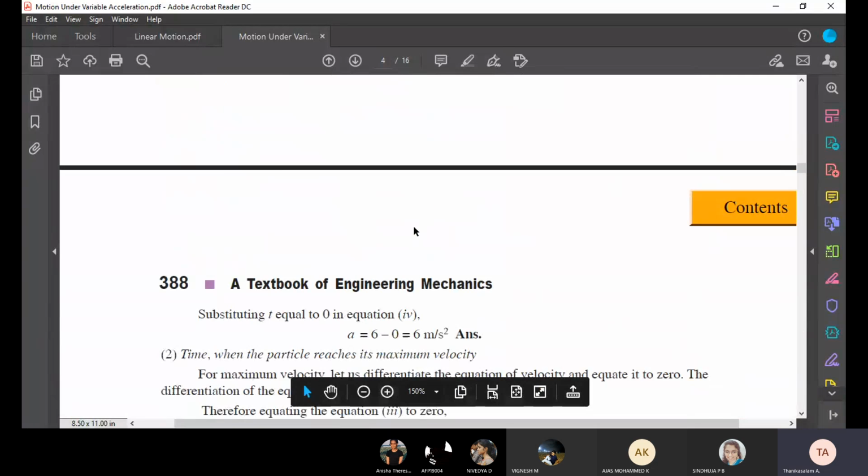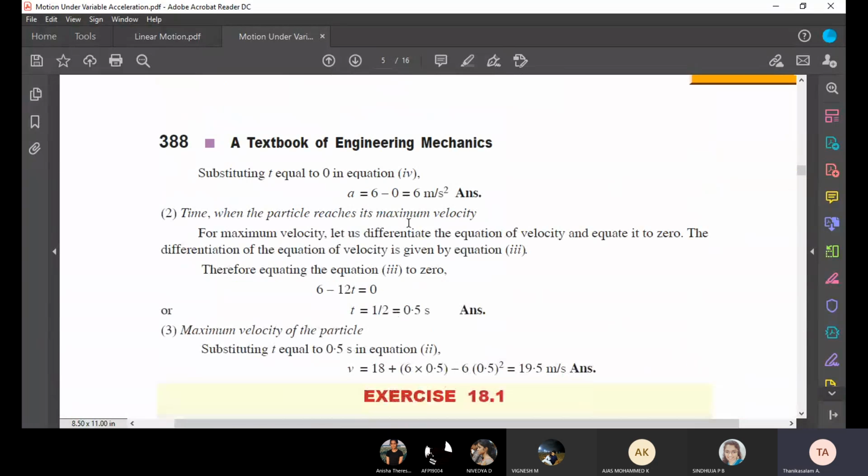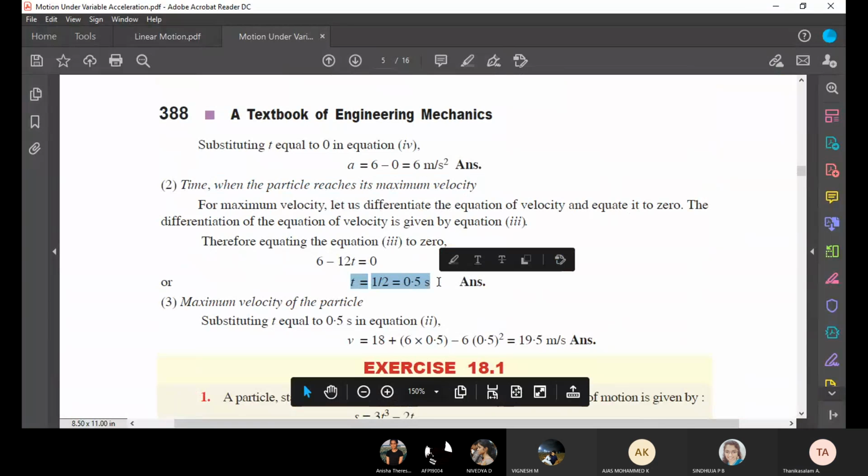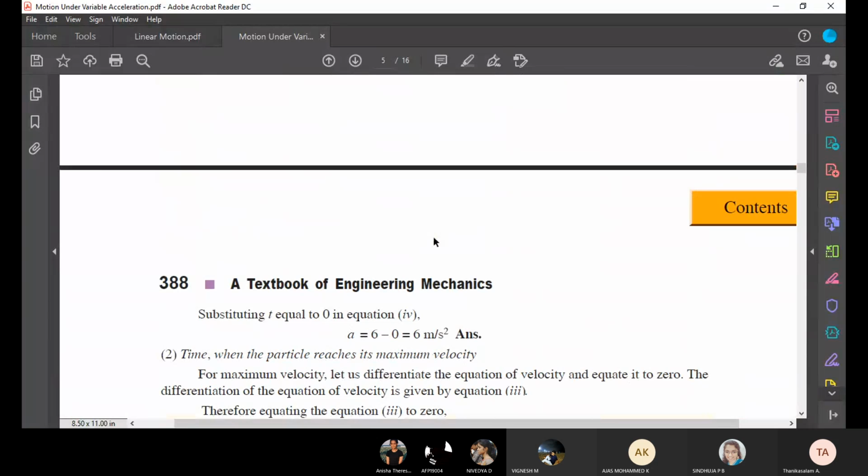Therefore, we equate the acceleration equation to 0: 6 minus 12t equal to 0. Why am I putting 0? Because when the particle reaches maximum velocity, the acceleration is equal to 0. Therefore, 6 minus 12t equal to 0, so t equal to 0.5 seconds. Understand? Now we take 0.5. This is the second aim, over. What is the third aim?